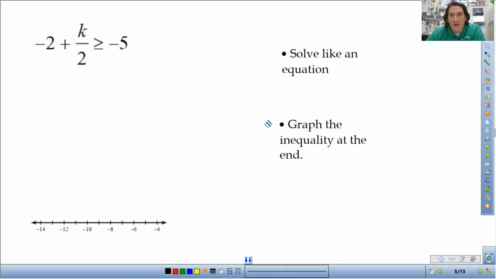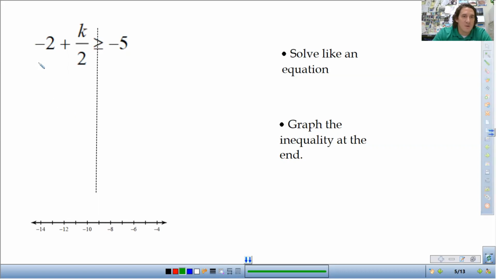So we have an inequality. We're going to solve this for k. So -2 plus k divided by 2 is greater than or equal to -5. For the most part, when you're solving an inequality, you're going to treat it exactly like an equation. I'm going to put in my line of separation, keep track of the two sides of the inequality, and then eliminate things on the same side as the variable. There's going to be one little thing that's different about solving an inequality than solving an equation, but we'll get to that after this first set of problems.